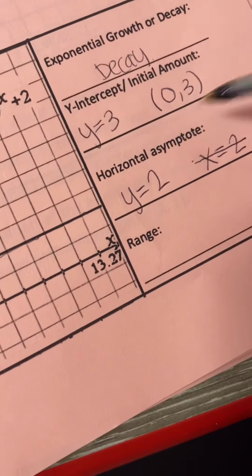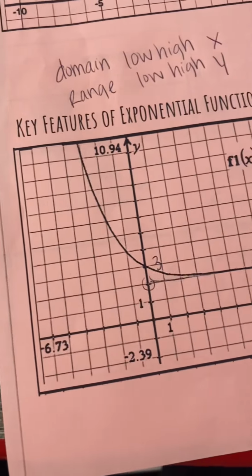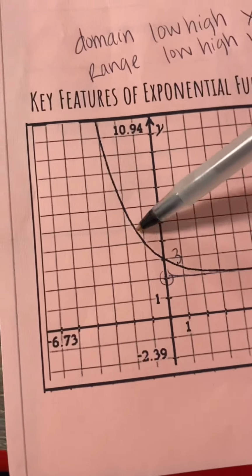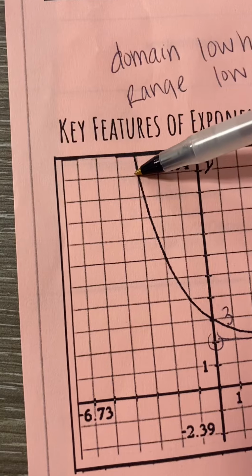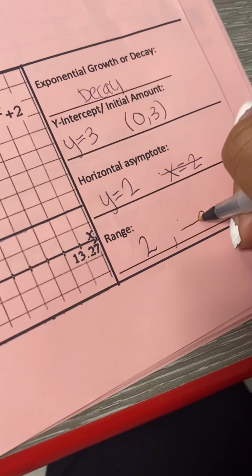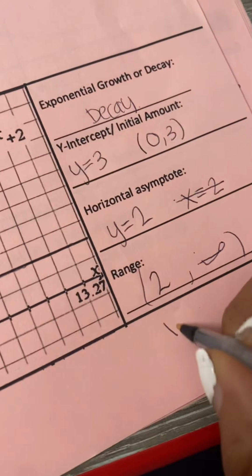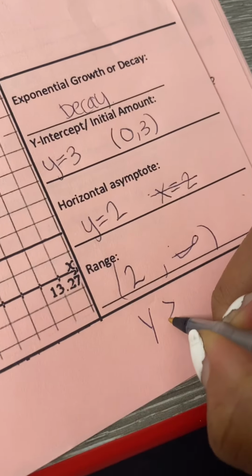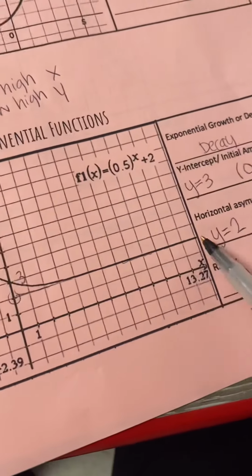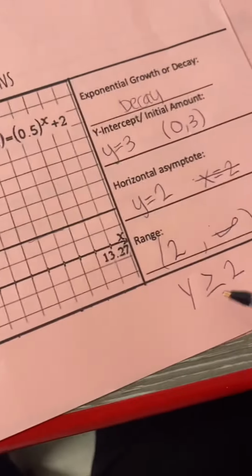Your horizontal asymptote and the lowest part of your range are the same. It's your bottom line. We can assume that this curve keeps going, right? So it's anything above 2. So 2 to infinity will be your range. 2 to infinity, or we could write it as y is greater than or equal to 2. It's not going less than 2, it's going greater than 2, right? So that will be your answer right here.